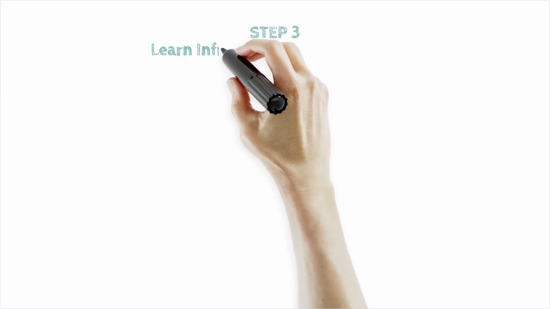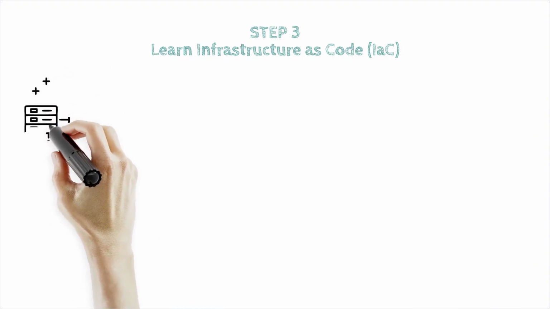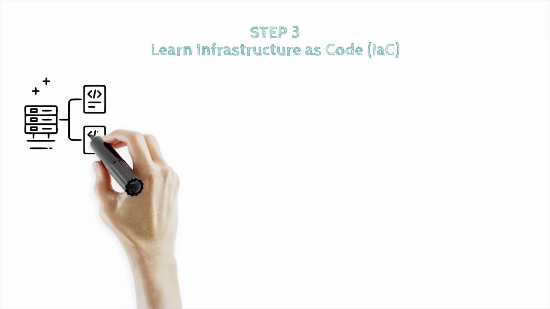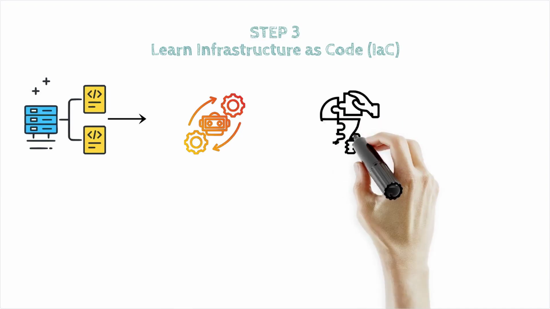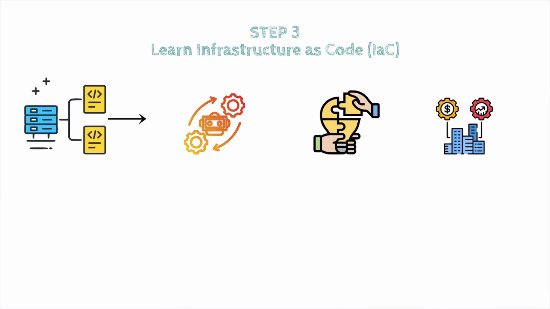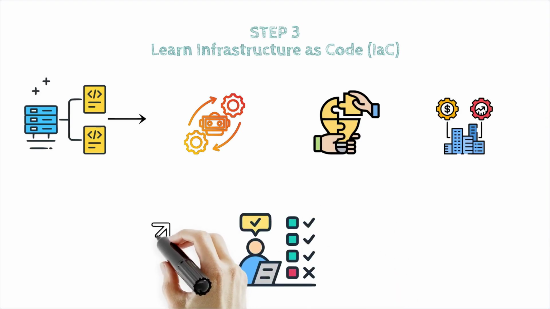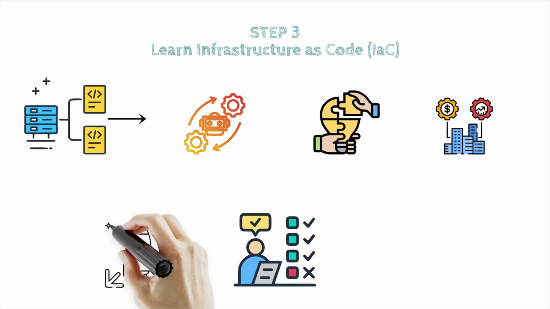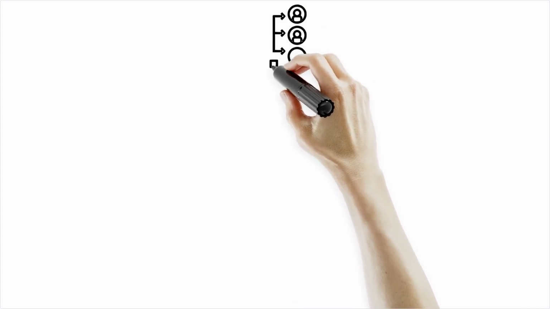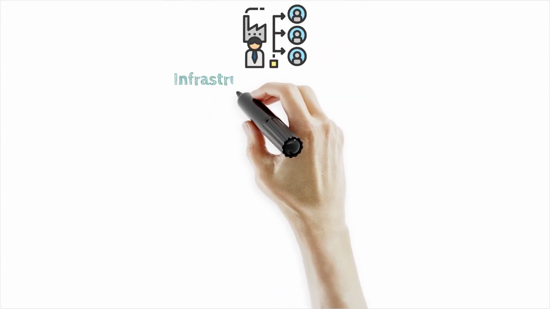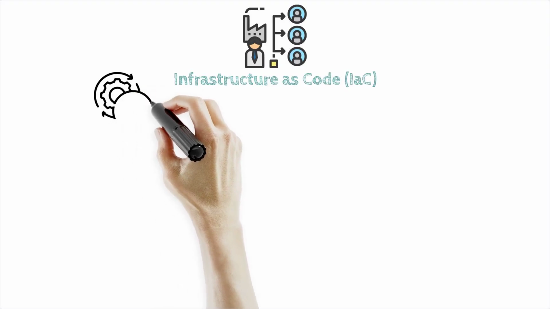Step 3. Learn infrastructure as code. Learning infrastructure as code is essential for a DevOps engineer because it aligns perfectly with the core principles of DevOps: automation, collaboration, and efficient management of infrastructure. Infrastructure as code allows DevOps engineers to manage, provision, and maintain infrastructure using code, making processes more consistent, scalable, and reliable. Infrastructure as code allows for the automation of infrastructure provisioning, configuration, and management, eliminating the need for manual intervention.